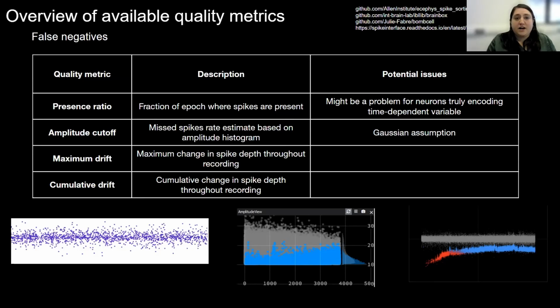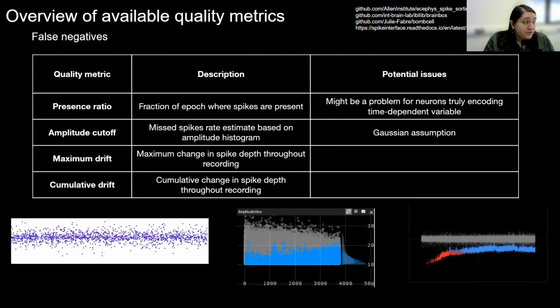For example, if you're interested in motivation or satiety, reward signaling, you may see that for an animal that's working for an entire experiment, their motivation or their satiety increases or decreases, and a neuron that's encoding that variable may have a low presence ratio because it may only fire, for example, when the mouse is motivated to do the task.